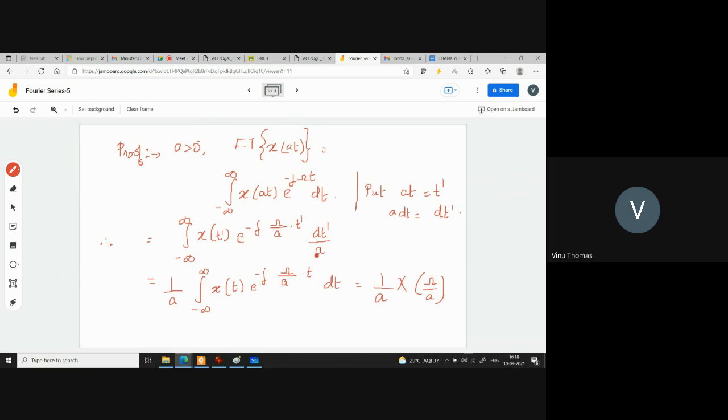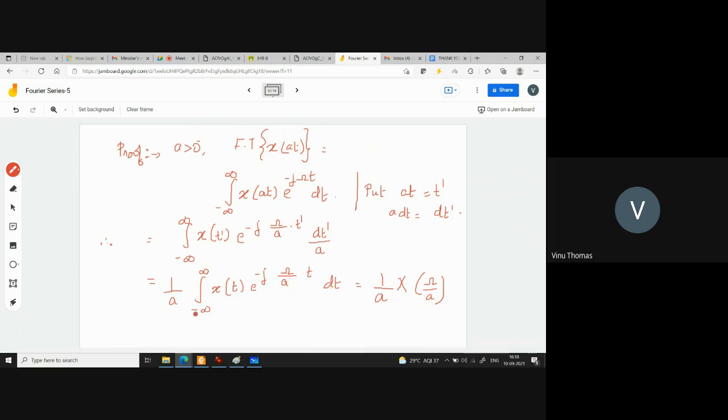So I will take this 1 by a outside and write as 1 by a integral -∞ to +∞. So t dash I might replace by t as well, because it's a definite integral. So t dash or t are only dummy variables. They will vanish when you evaluate the definite integral. So 1 by a integral -∞ to +∞. Instead of t dash, I will put back t. So this is x of t e raised to -j omega by a t dt.